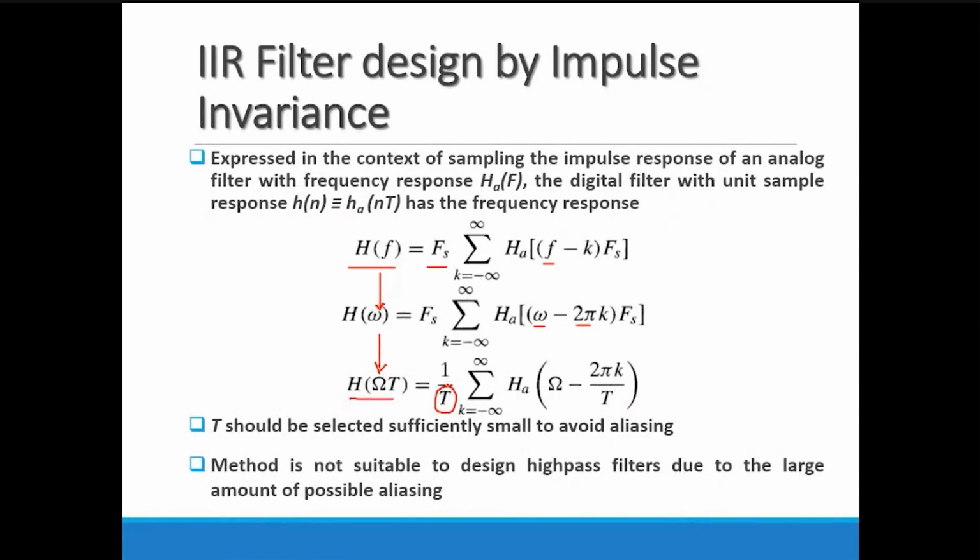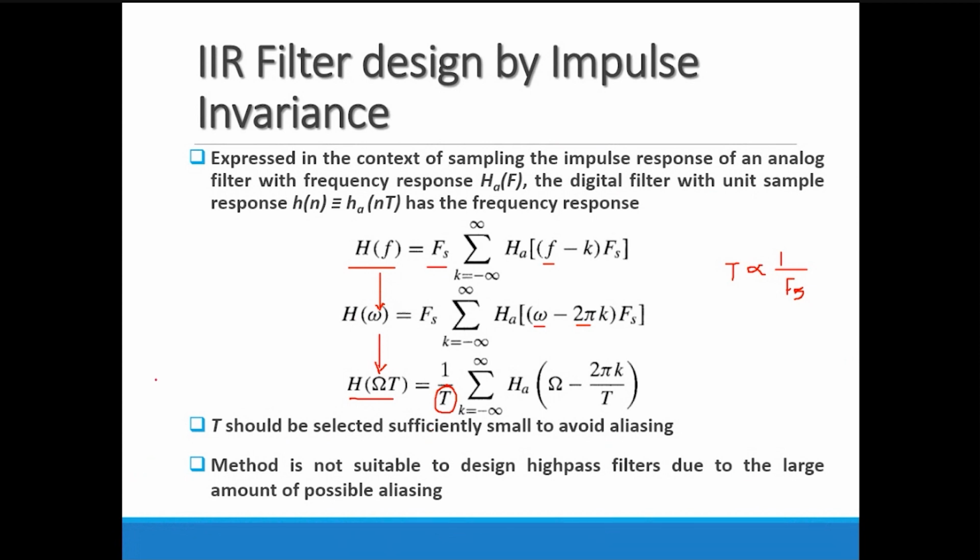When you select a higher value of T, it will create the aliasing effect. As we know, time period is inversely proportional to frequency. So when you select a higher value of T, indirectly you are getting a lower value of sampling frequency, because both are inversely proportional. And when you take a lower sampling frequency, it creates the aliasing effect, or overlapping in the output. So that is mentioned over here: T should be selected sufficiently small to avoid aliasing.